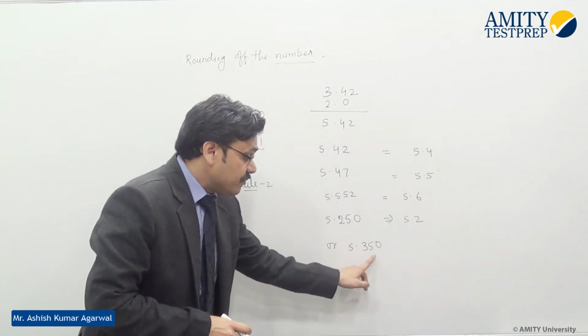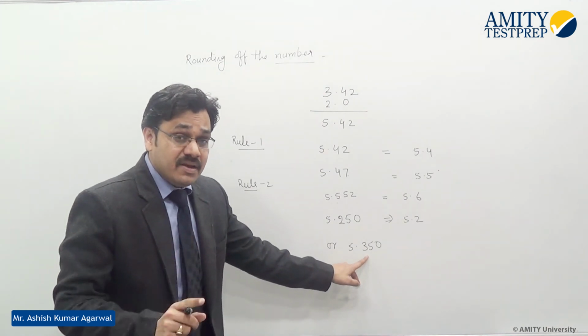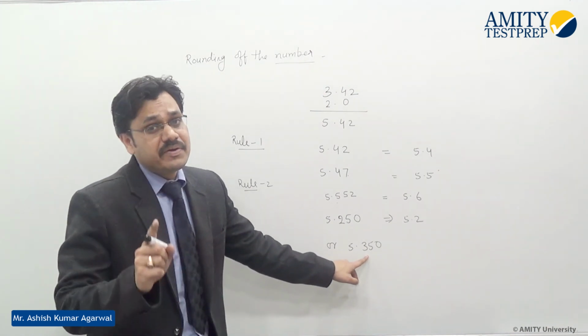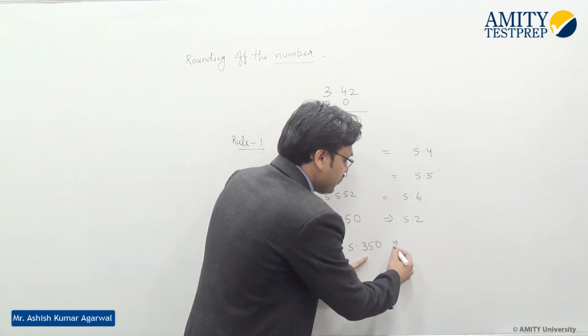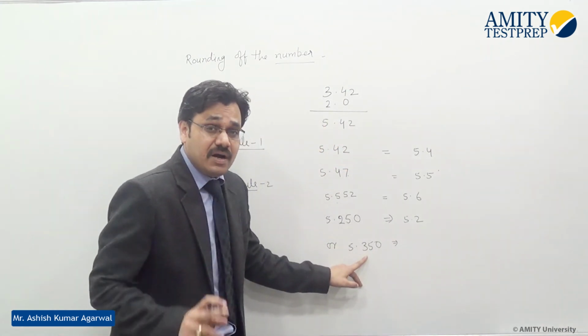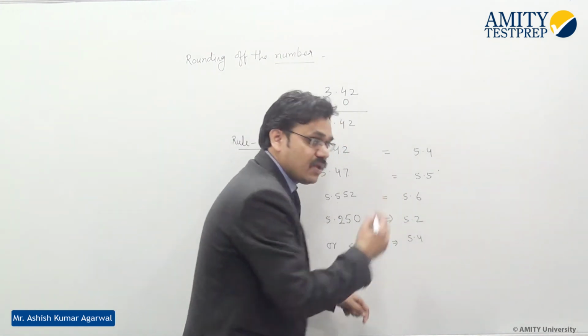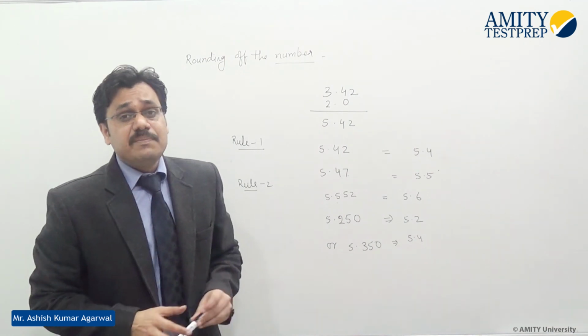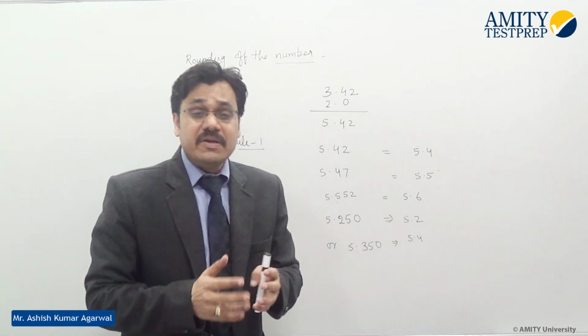If the digit before 5 is odd, then we have to raise the digit by 1. So if I round off this number up to 2 significant figures, I have to write 5.4. So these are the basic rules for rounding off a given quantity.